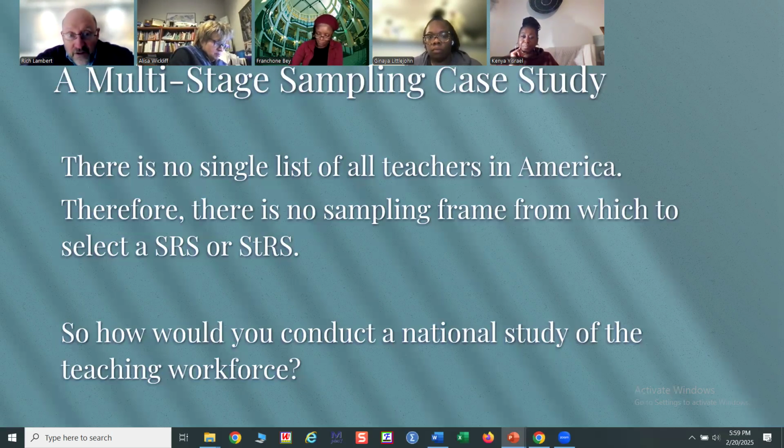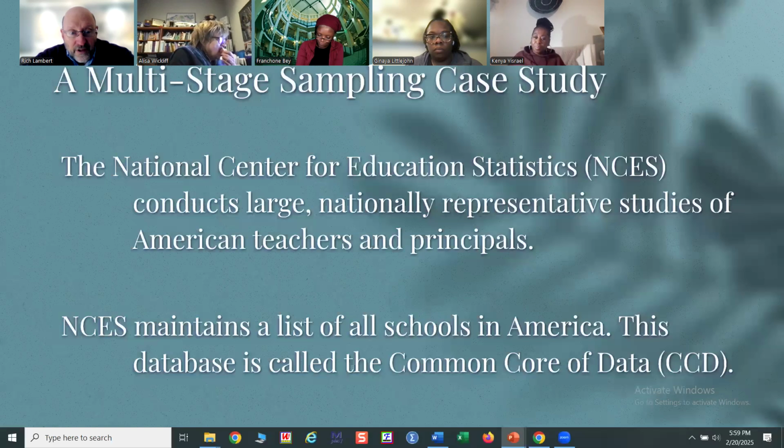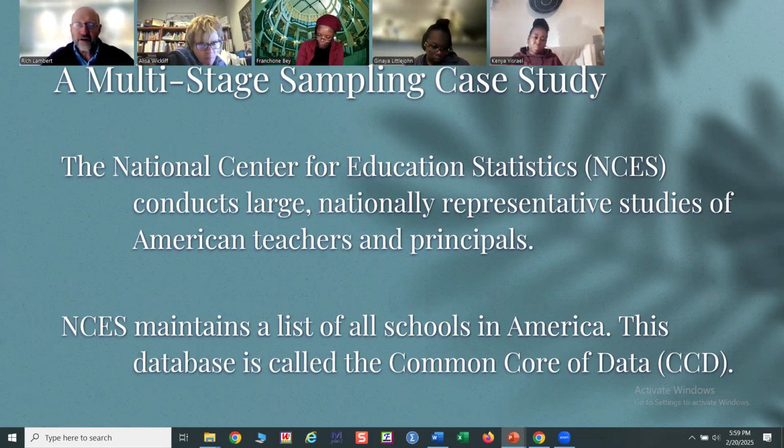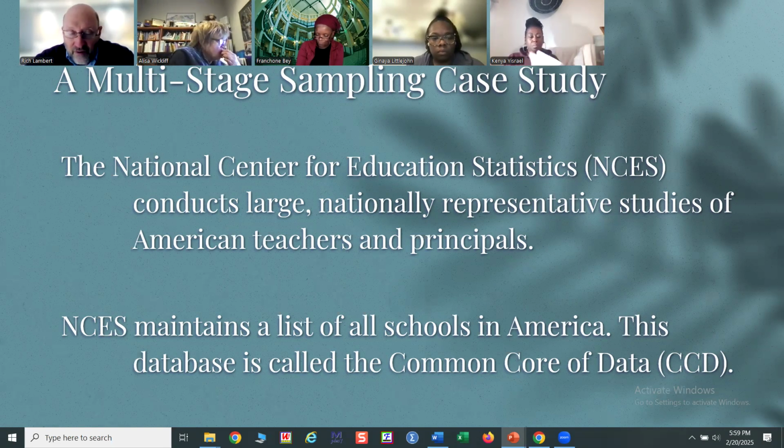Okay. So with that in mind, let's look at how they actually do it. So the National Center for Education Statistics, as I mentioned, I work with them on my research, conducts large nationally representative studies of American teachers and principals. And they do this every couple of years. And they maintain a list of all the schools in America. And this database is called the Common Core of Data, or the CCD.